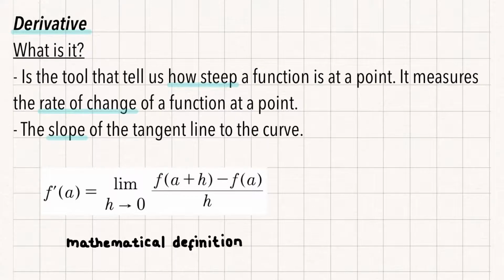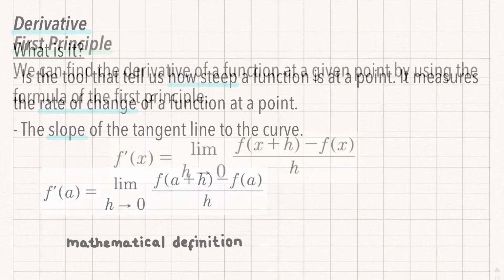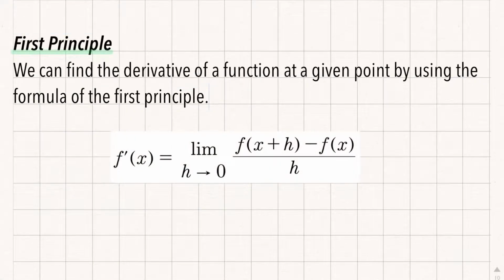The derivative is a tool that tells how steep a function is at a point, and it measures the rate of change of a function at a certain point. It is also the slope of the tangent line to the curve. We can find the derivative of a function at a given point by using the formula of the first principle.